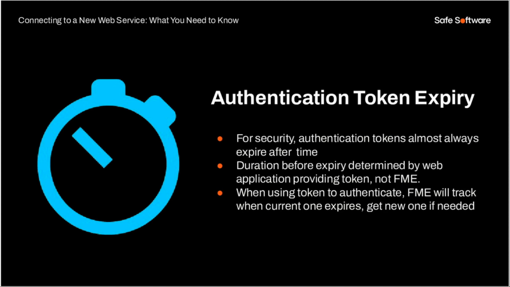So when talking about tokens, it's important to understand that they do expire. So a token served up from an app like SharePoint or ArcGIS Online is going to have a lifetime of 30 minutes or 2 hours. That's for security reasons, and those time limits are imposed by the web application serving the token, not FME. So when using a token to authenticate, FME will track when the current one expires and get a new one when it needs to.